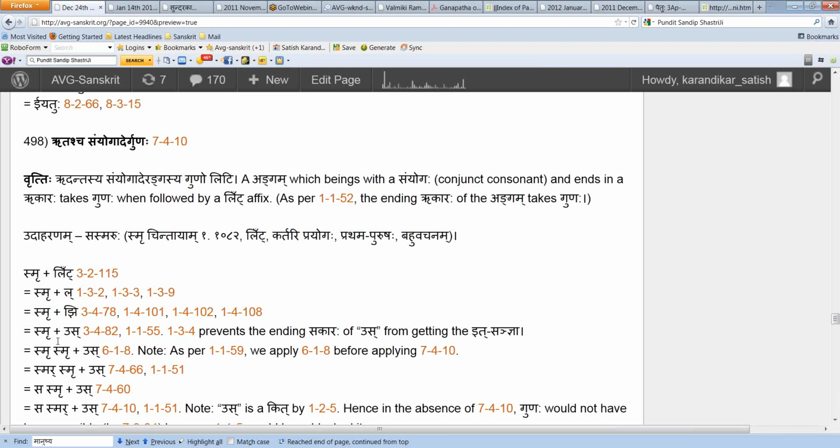Dirvachaneyachi is that we don't do an adesha, in this case guna, in place of an ach of the angam based on an ach which is also the cause for dvitvam. Right now the ukara of us is the cause for both the guna adesha, because why is it the cause? Because it says liti. So unless lit follows, there is no guna possibility. So the ukara of us is the basis for guna adesha. It's also the basis for the dvitvam.